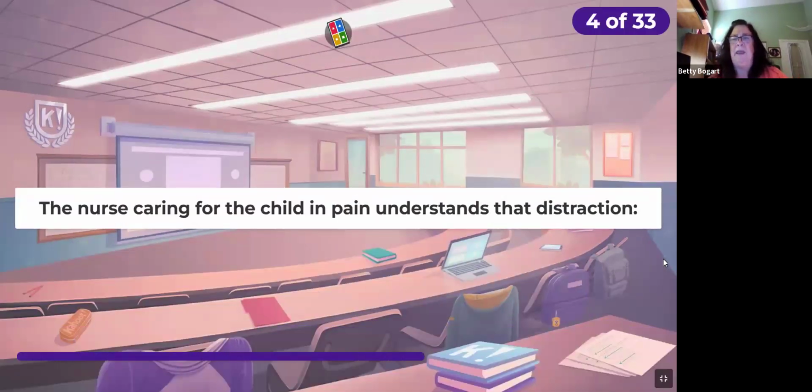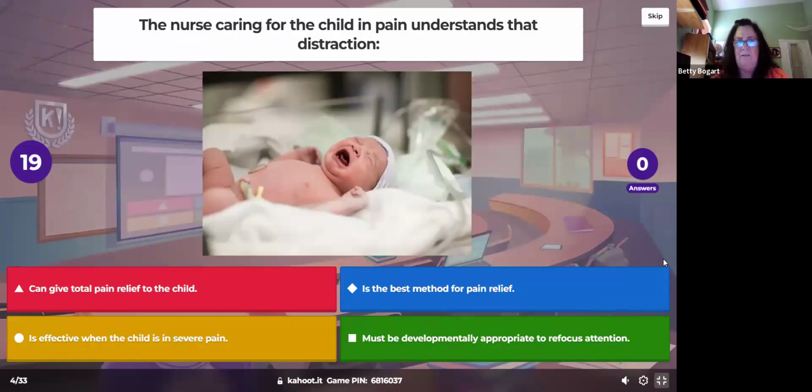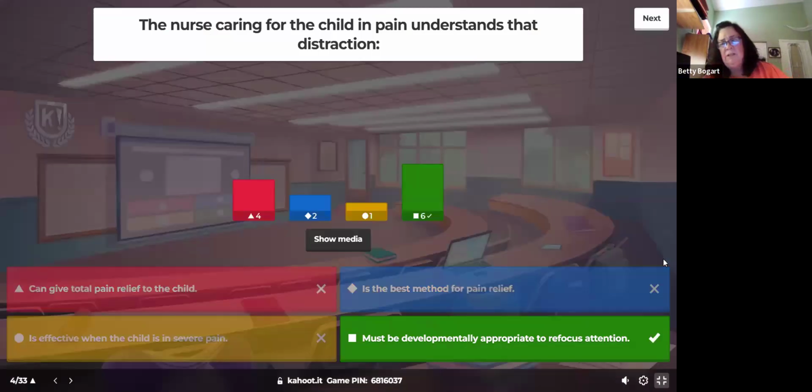The nursing care for the child in pain understands that distraction has to be developmentally appropriate. I mean, you wouldn't give playing cards to an infant. That's what I mean. Okay. If you're with an infant, maybe it's a little rattle, but you wouldn't do that with a 4-year-old. So again, developmentally appropriate. Good.